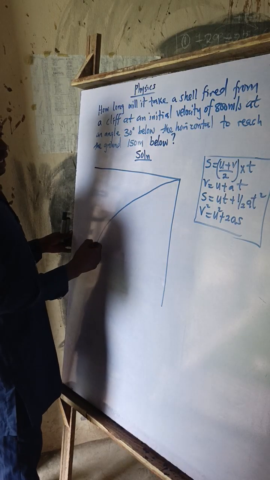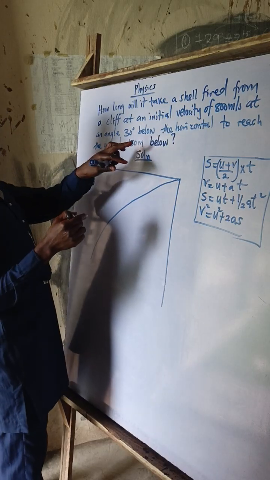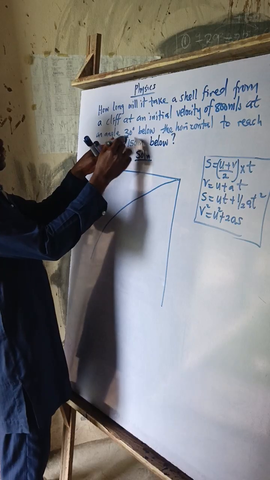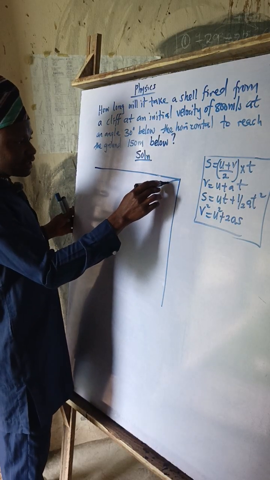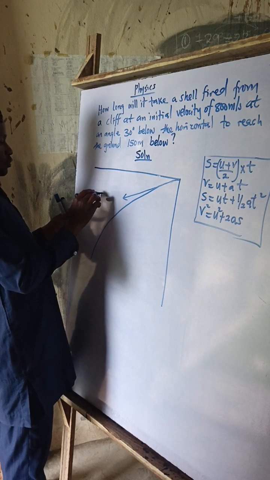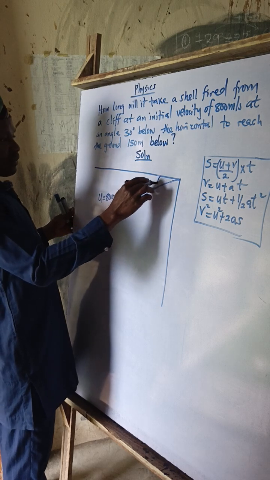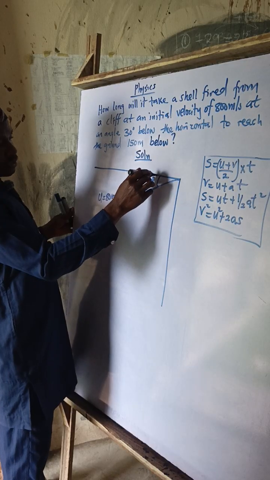Projected vertically downward. Then we have the angle, and we are told from the question that the angle between the projectile and the horizontal is 30 degrees, that is 30 below the horizontal. So this is horizontal. Then we have the velocity of projection, which is u, 800 meters per second. Then here we have angle 30 degrees below the horizontal. This is the horizontal now.